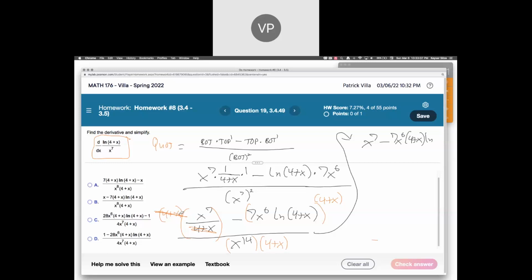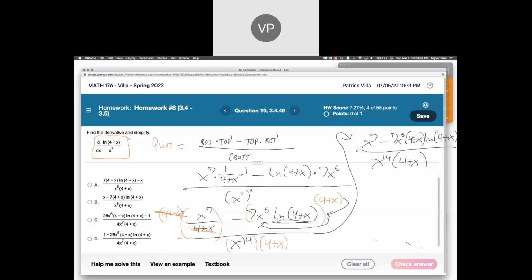Notice too, when I multiplied this 4 plus x, when it multiplies here, it does not multiply and mess with the log. That log is always 4 plus x. It's like multiplying by a 3 or an x. It gets shipped to the front. That's why I put it with the 7x to the 6th. Same thing with the bottom. I have an x to the 14th, and I have a 4 plus x.